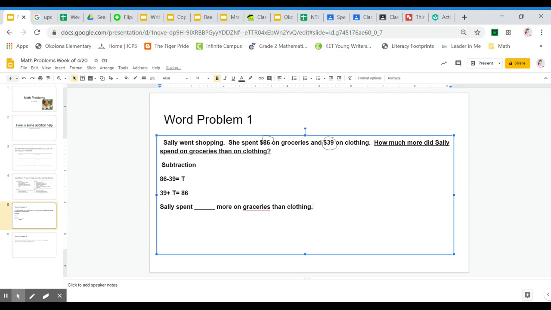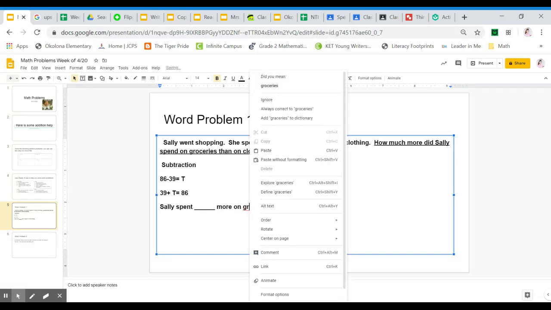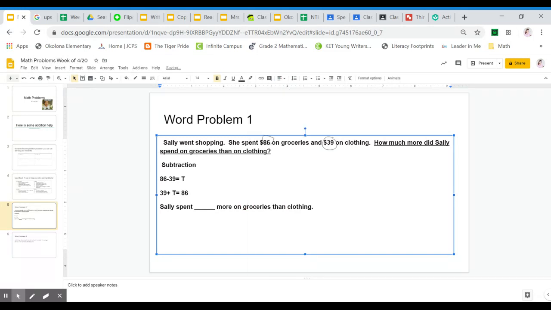So that way, let's say I added these two numbers together, thinking, oh, let me just add these two numbers together. When you put that in the solution statement, so Sally spent, let's see, 86 plus 39, somewhere around $100 more on groceries than clothing. That doesn't really make sense. She can't spend $100 more, because she didn't even spend $100 to begin with. So that's when it comes down to the check. Does it make sense? You could even use reverse operation to really check your work, and think about that problem before you just move on.